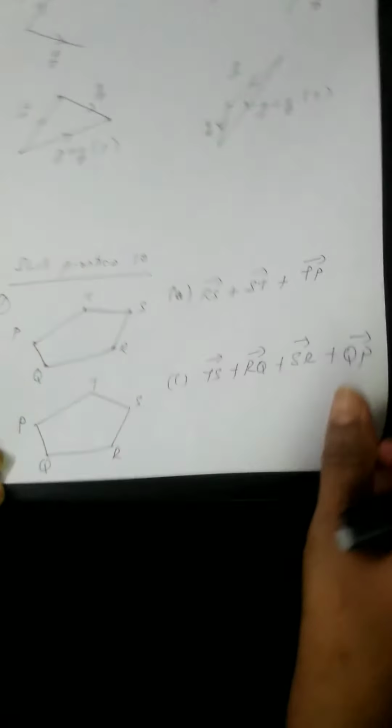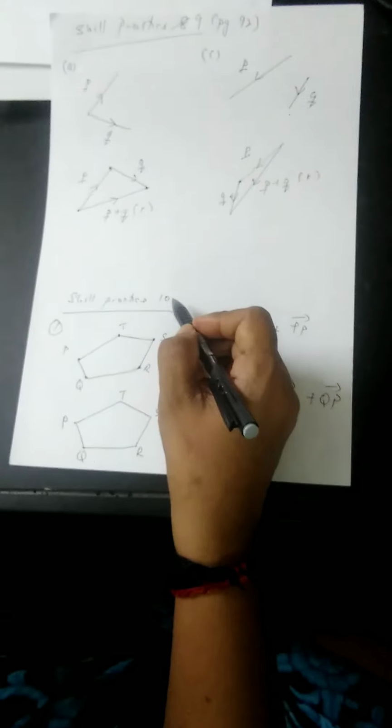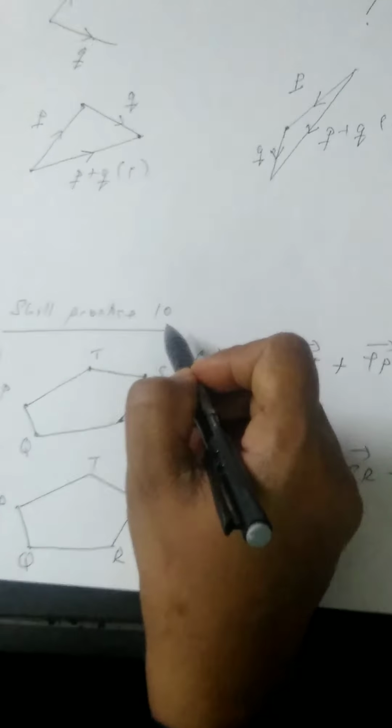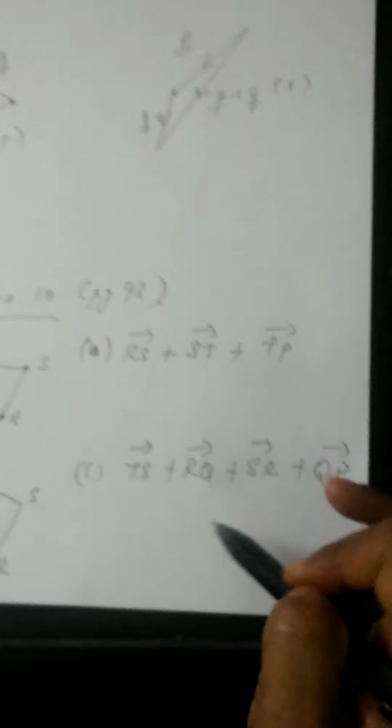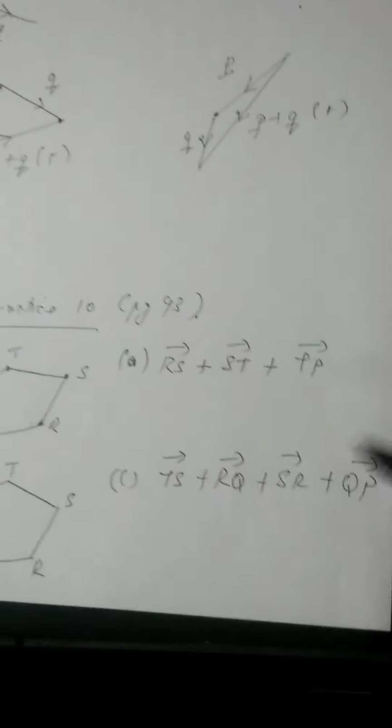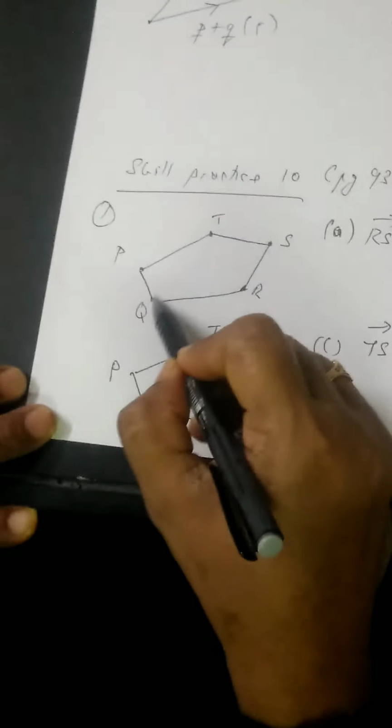Now let's say we have a question like this, from Skill Practice 10, on page 93. This is question 1. The question says, a diagram shows a pentagon PQRST. They want you to find the resultant vector for each of the following vectors.